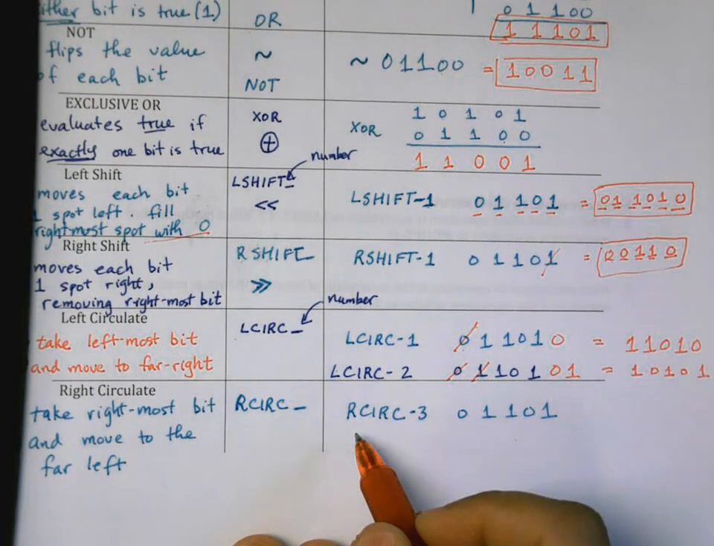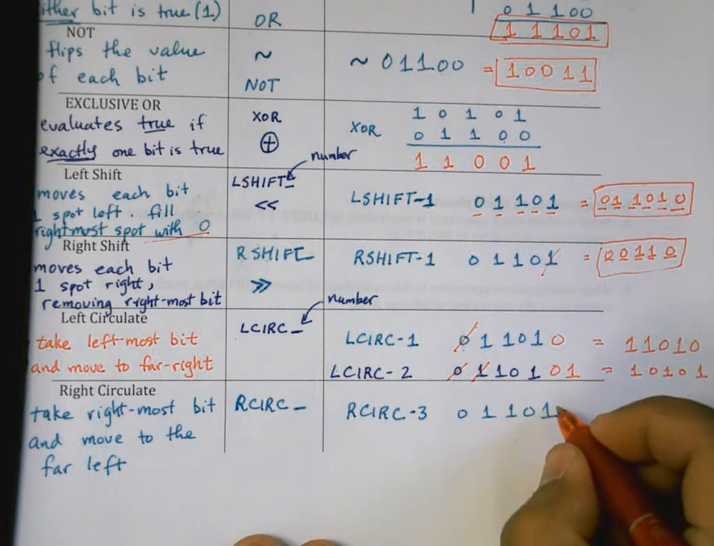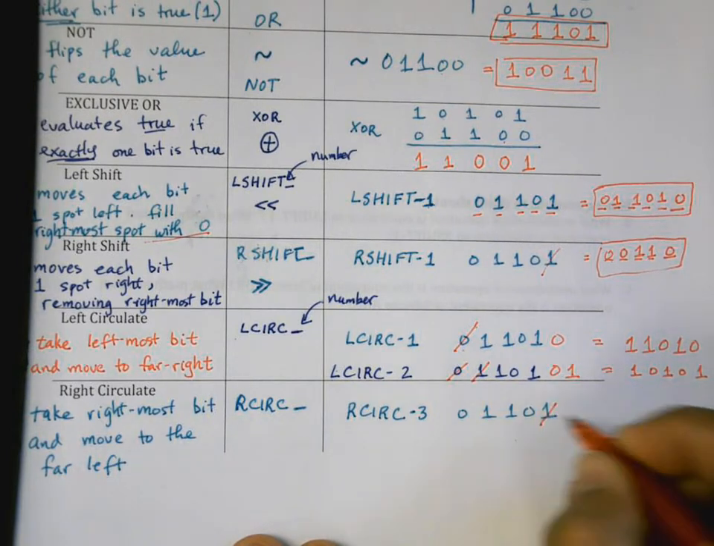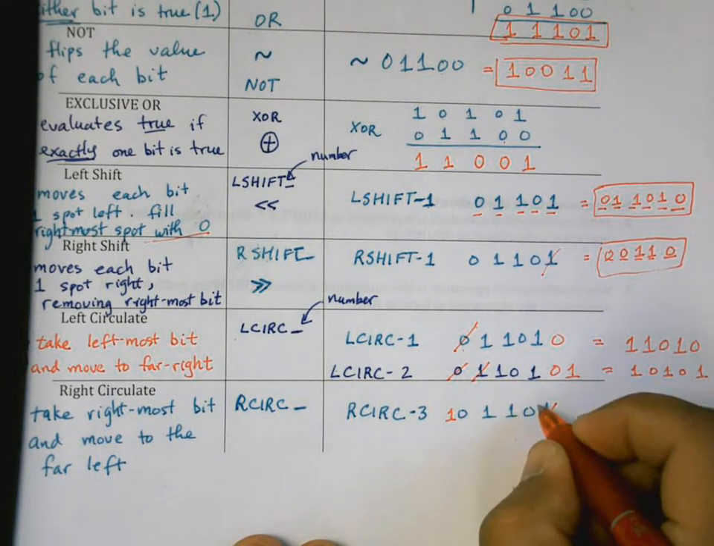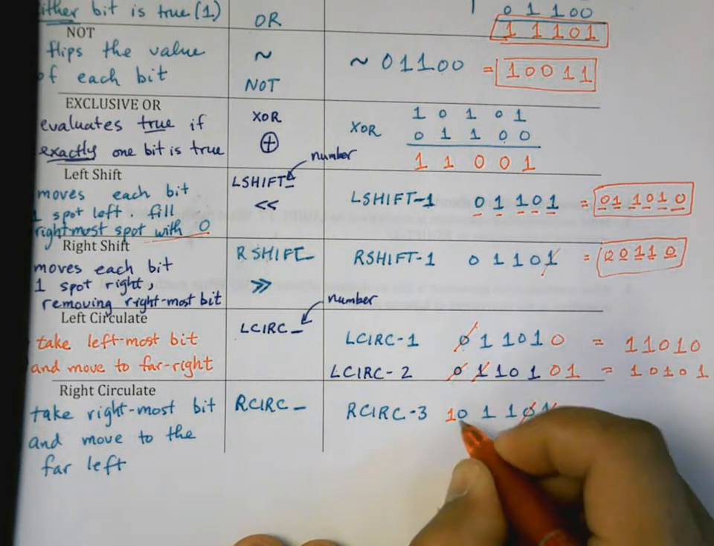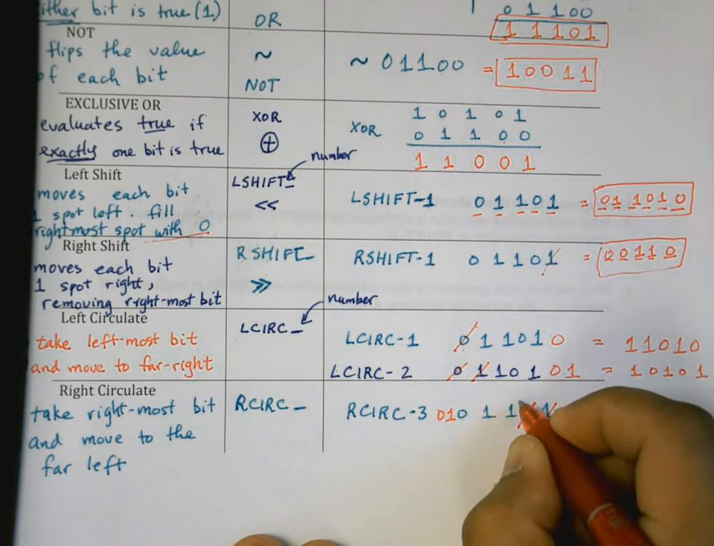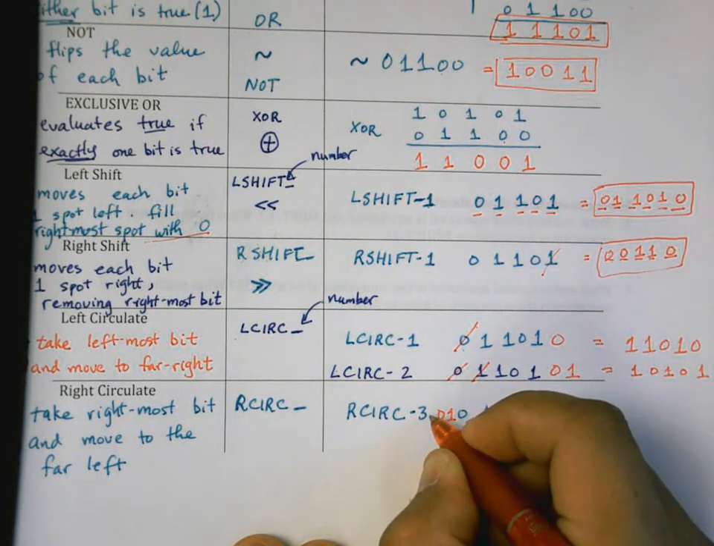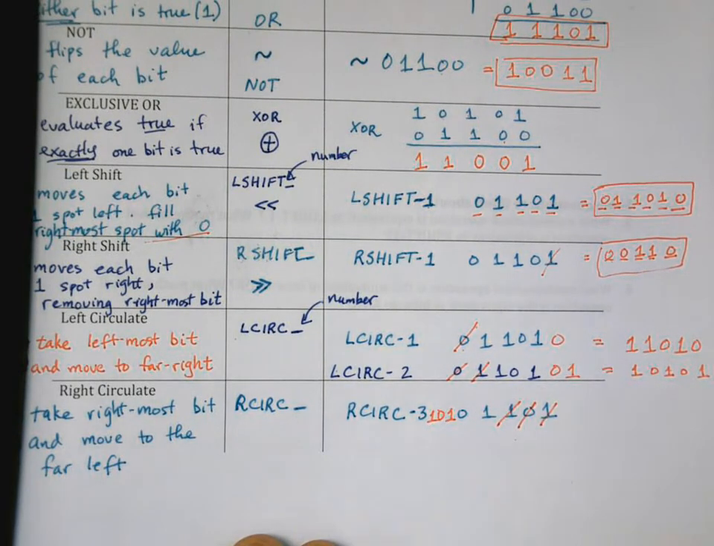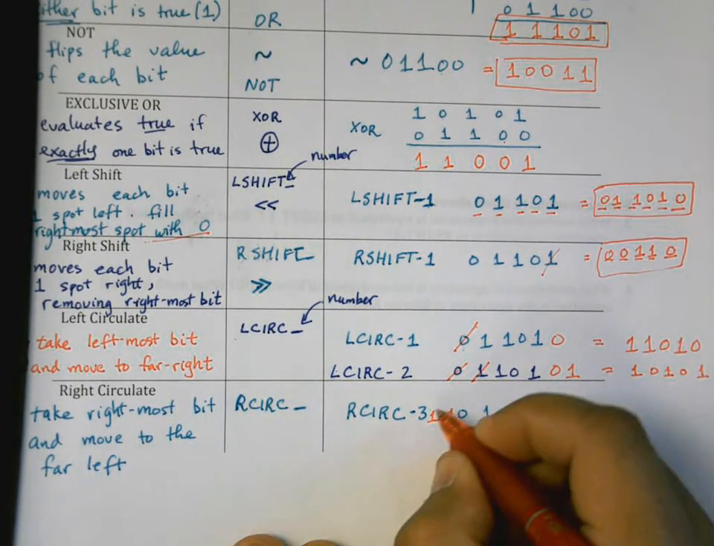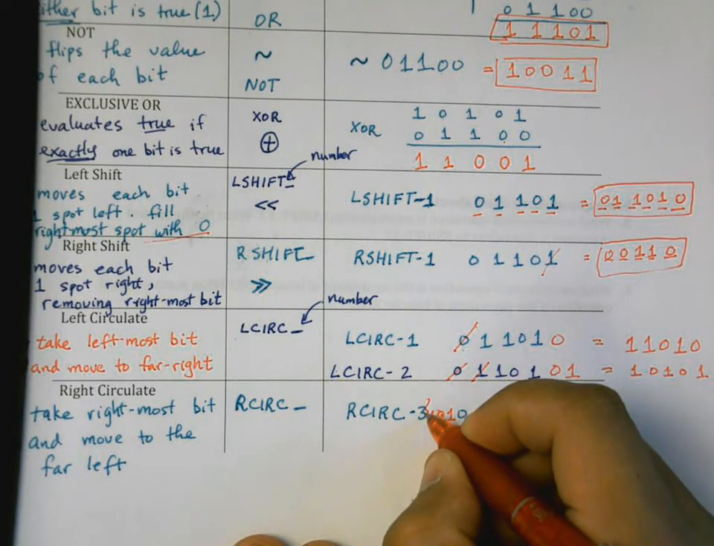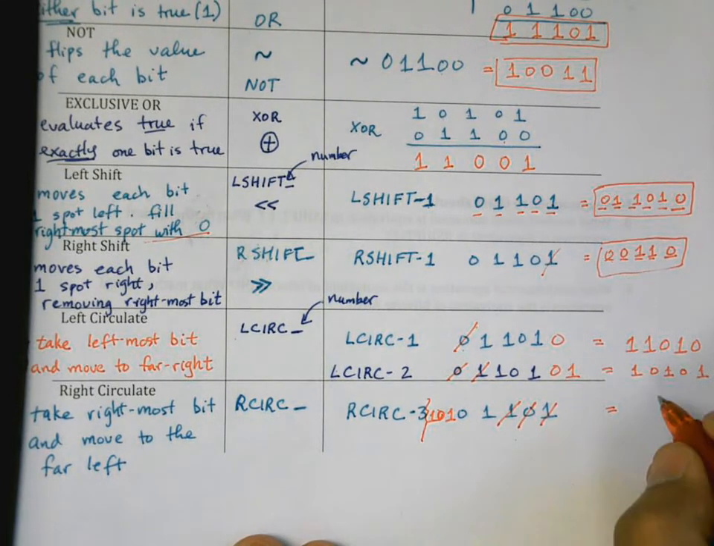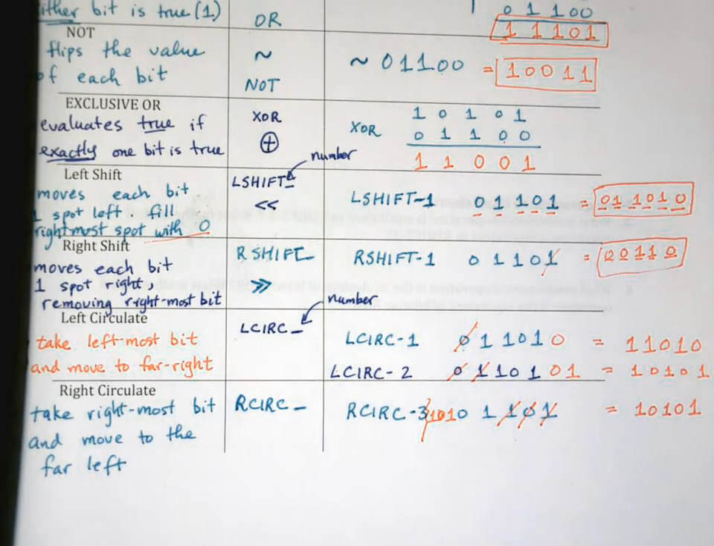So here's a quick example. We're going to perform R circ 3 times. So take the rightmost bit, move it to the leftmost side, rightmost bit, move it to the leftmost side, rightmost bit, move it to the leftmost side. So now our new result, I'm sorry, this is a little bit scrunched up here, is 1, 0, 1, 0, 1. Okay.